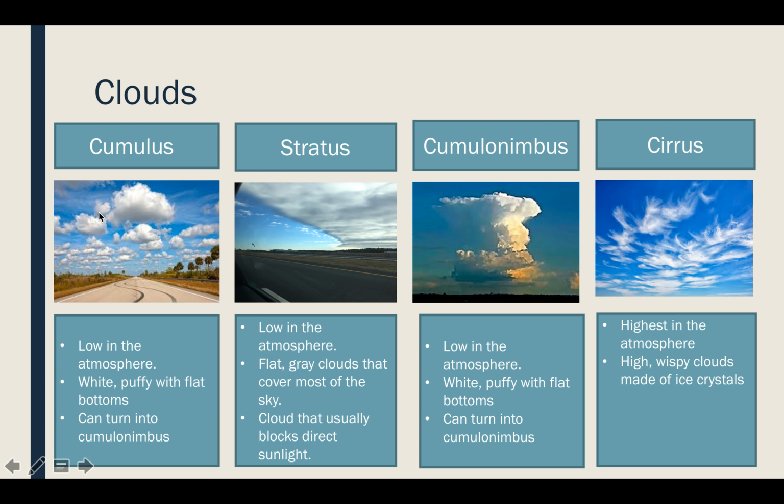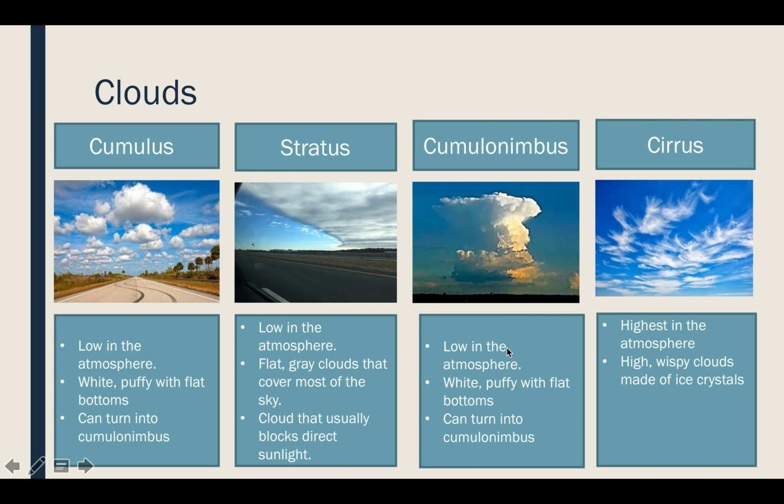So that's cumulus clouds. Stratus clouds, I actually took this picture myself. I just thought this was amazing, this line of clouds right here when I was on a road trip one weekend. They are also low in the atmosphere. They are flat gray clouds that cover most of the sky. As you can see, these are kind of a draft coming in. They block direct sunlight. In the car, you could really tell a difference once you got under these clouds.